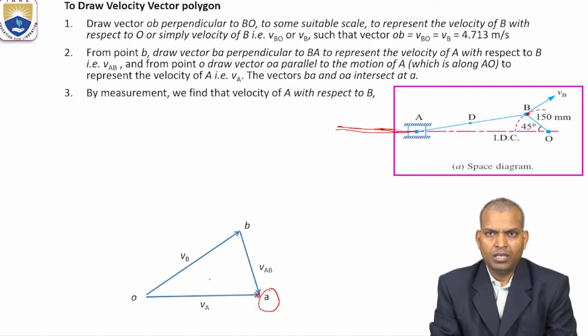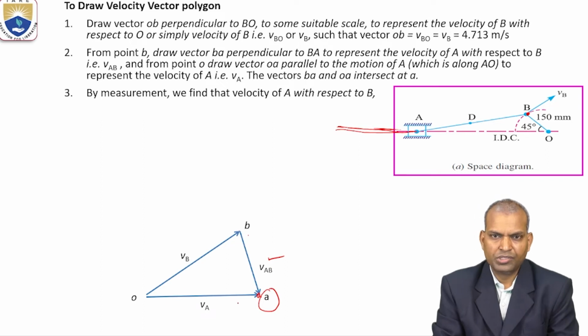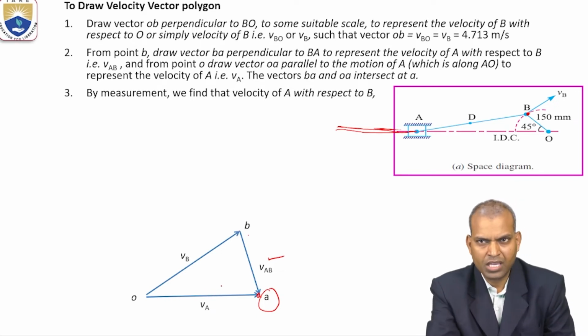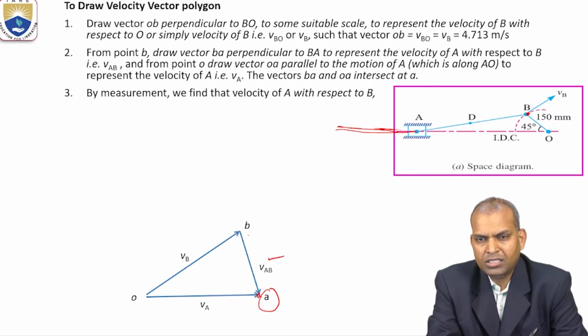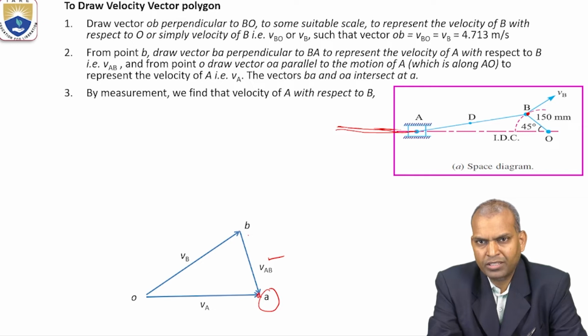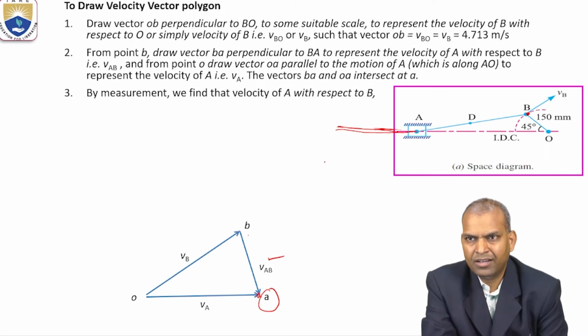Now, if we measure this length AB, it gives the velocity of link AB, VAB. And the vector OA represents the velocity of A with respect to O. What is the velocity of A here? The velocity of A is the slider velocity. Thus, the slider velocity and also the velocity of the connecting rod can be known by drawing the velocity diagram. You measure this; that is velocity analysis.